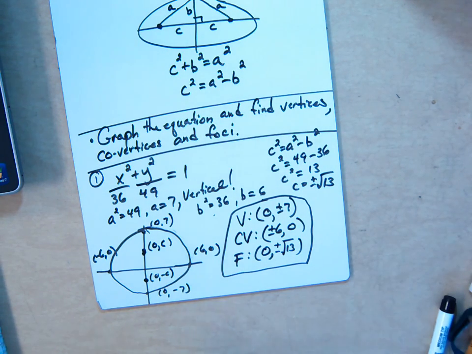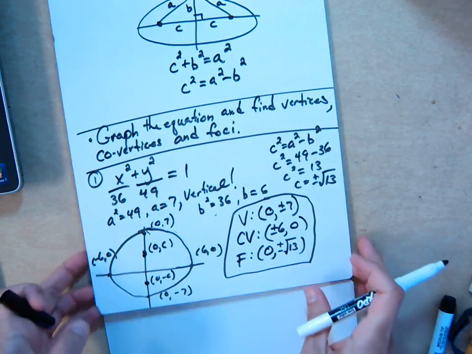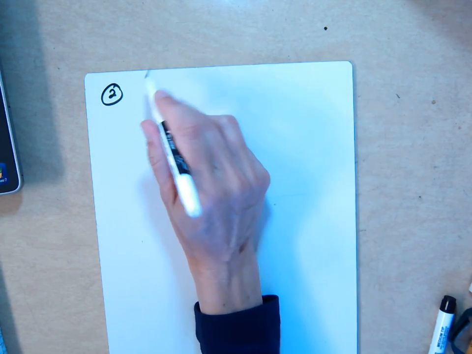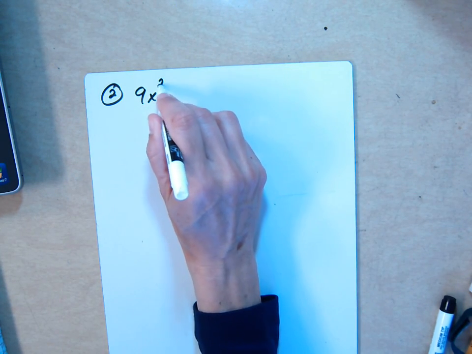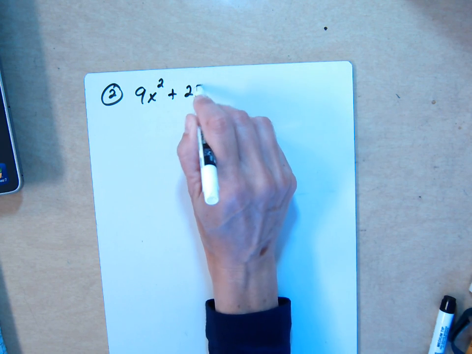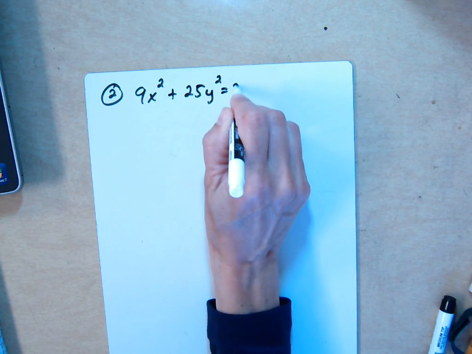And now I'm going to give you a problem to try right now that I can check to make sure you know what you're doing, and then we can start the worksheet. So the second example that you'll do on your own, this is you try, is 9x squared plus 25y squared equals 225.